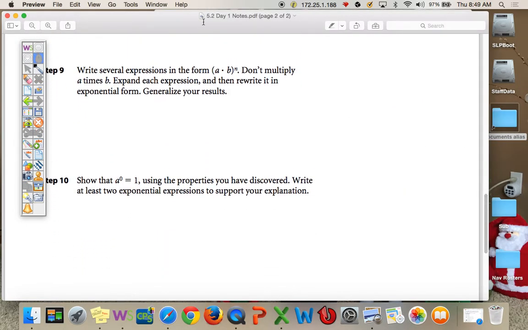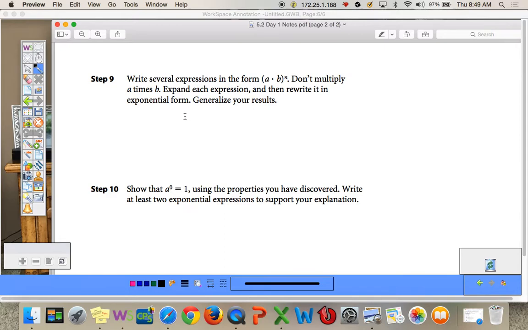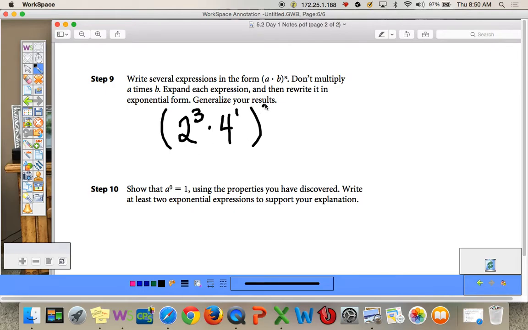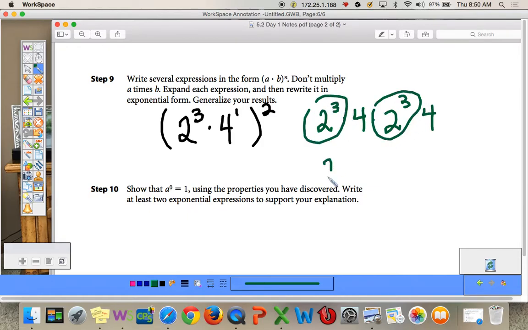What about if it has more than one base? So let's say we had 2 to the third power times 4 to the first power. And we're going to do this twice, squared. So if we write it out, this is 2 to the third times 4 times 2 to the third times 4. Well, if we look at just the same bases, this is 2 to the 6th power, and then the 4s, there's 2 of them. Another way we could get this is just distribute and multiply. 3 times 2 is 6. 2 times 1 is 2.